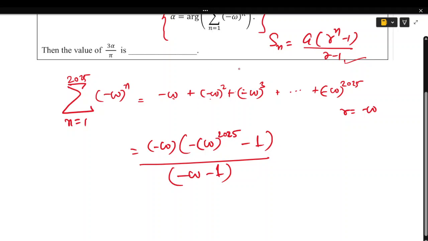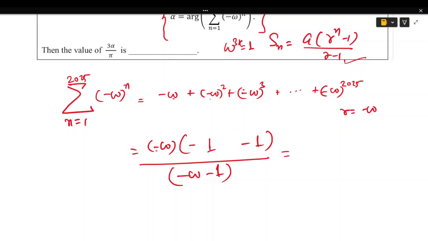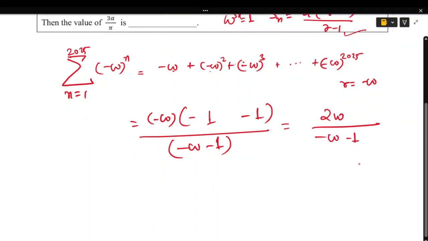So it will be omega cubed times something, and we know that omega to the power 3k is equal to 1. So therefore we can clearly see that omega to the power 2025 is simply 1. Minus 1 will be minus 2, and negative 2 times negative omega will be plus 2 omega. And in the denominator we have minus omega minus 1.